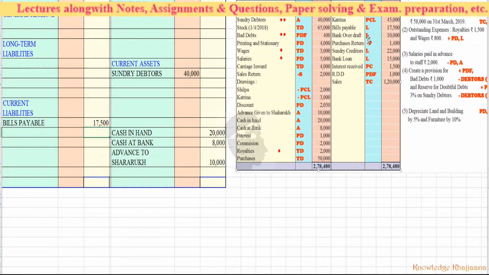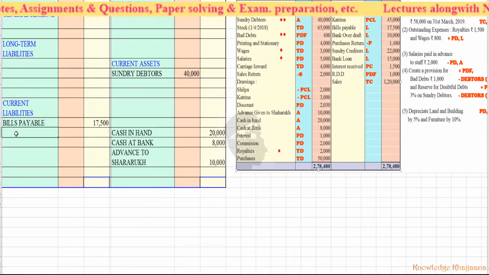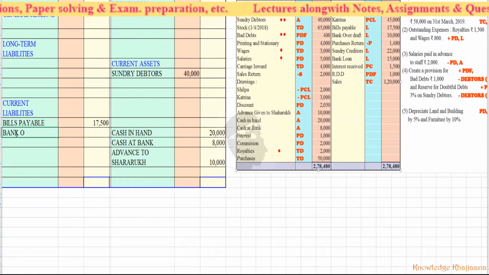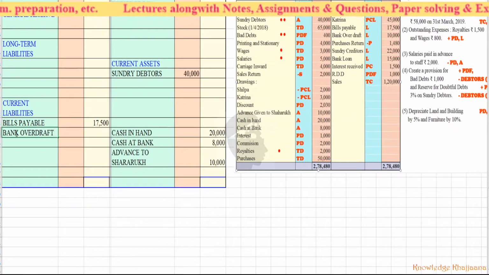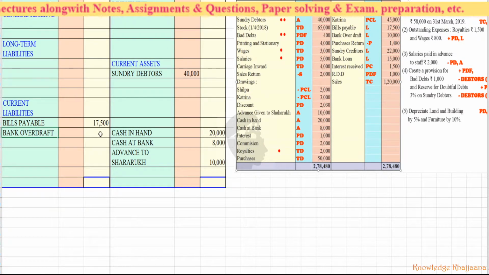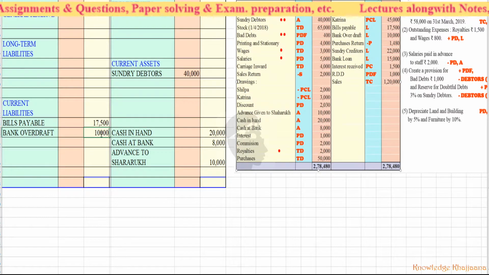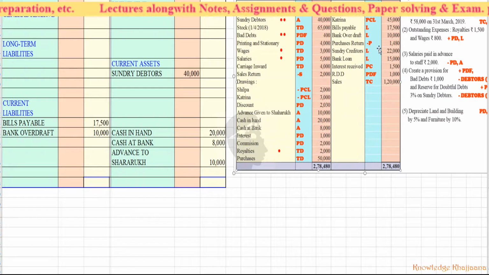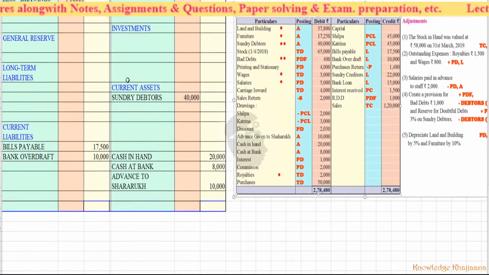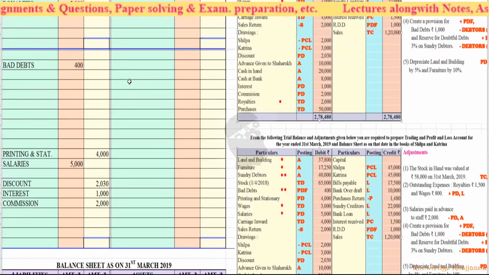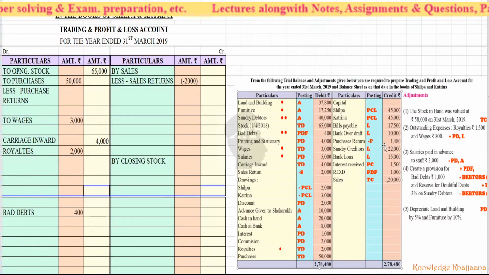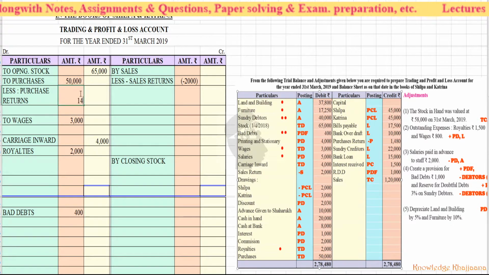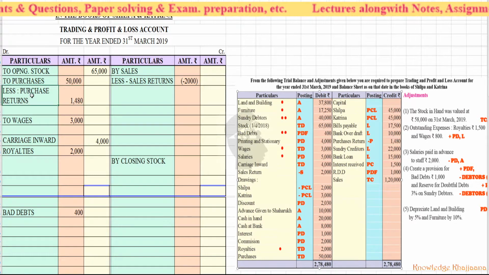Then bank overdraft, again a liability, amount rupees 10,000. Then purchases return. We have to deduct that much of amount from the purchases. How much of amount do we have in purchases return? Purchases return, we have the amount of rupees 1,480. 1,480 we have to deduct from the purchases, that is, less purchase returns.